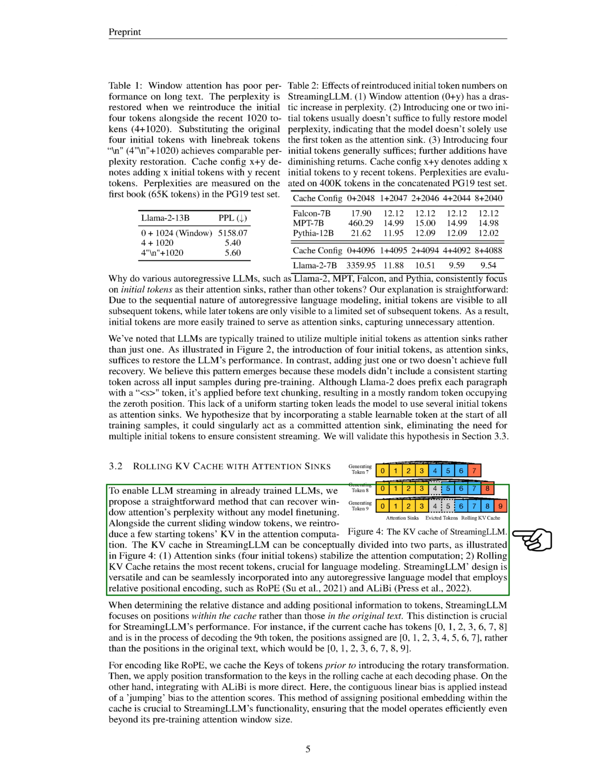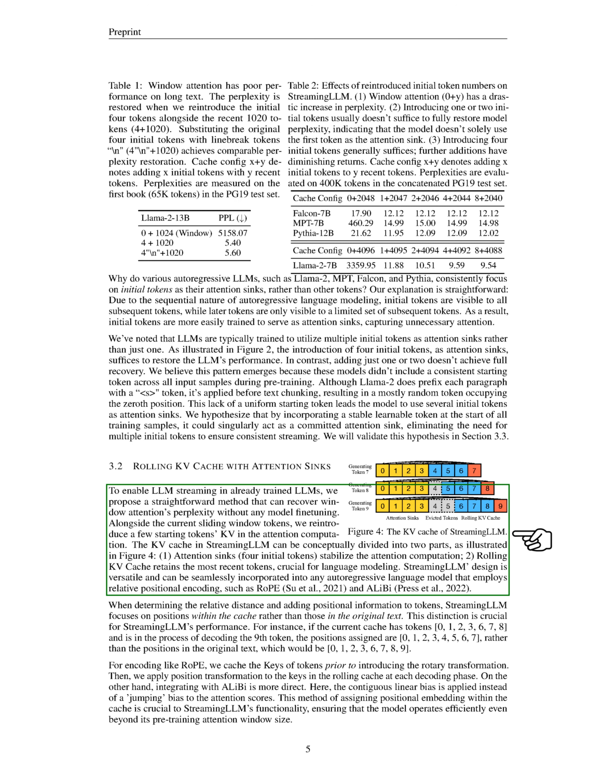We can think of the KV cache in our StreamingLLM as having 2 parts. 1. Attention sinks, which are the first 4 tokens that help stabilize the attention computation. And 2. Rolling KV cache, which keeps the most recent tokens that are important for language modeling. Our StreamingLLM design is flexible and can be easily integrated into any autoregressive language model that uses relative positional encoding, such as RoPE and ALiBi.